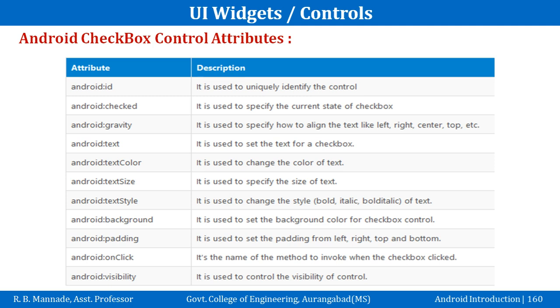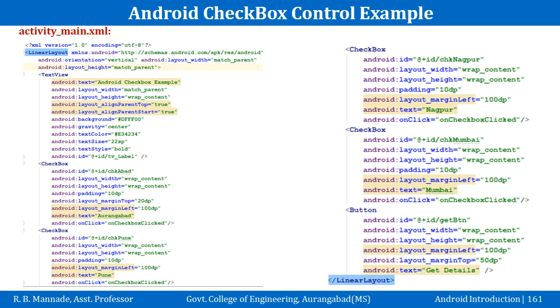Then, as with the previous controls like button or edit text, the Android checkbox control also has a number of attributes which are shown in this table. So go through this table, read the attributes and descriptions carefully, and you will get a clear idea of which attribute is used for what purpose.